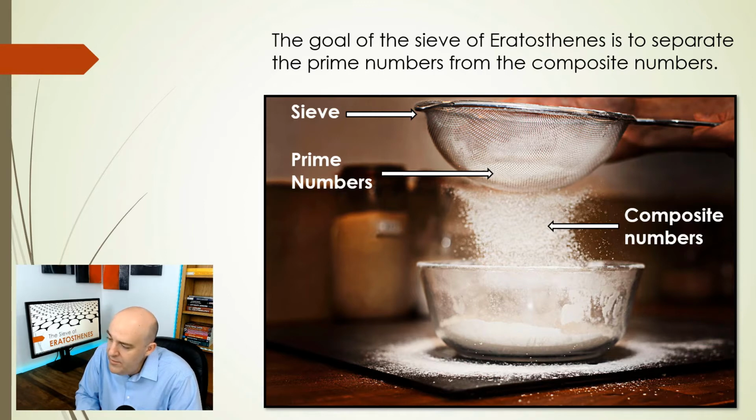There will be numbers that remain and numbers that fall through. The numbers that remain will be the prime numbers, which is the numbers we want. And the numbers that fall through will be the composite numbers, the ones we don't want. So that's the context of the word sieve here.